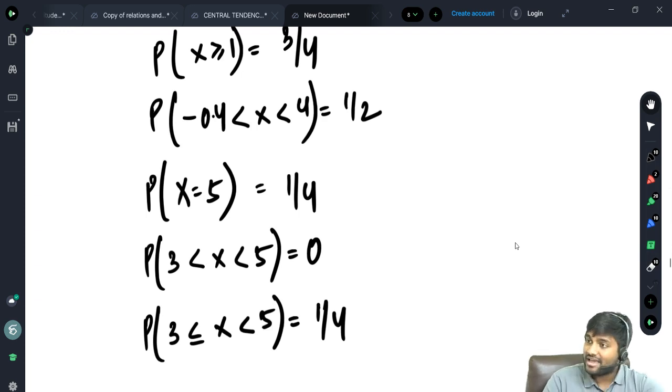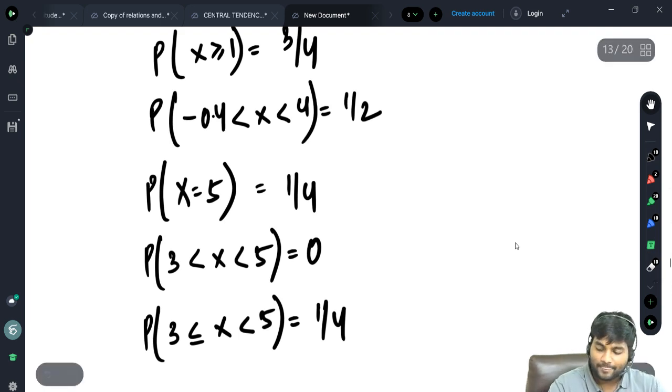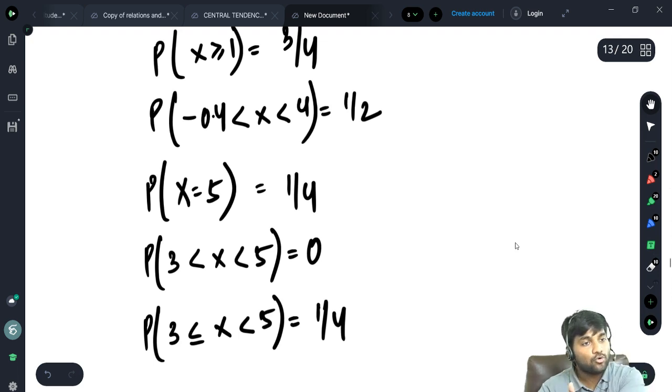Okay? And that is why I've explained in numbers 8 and 9. So once it is touching 3, then we are getting the value 1 by 4. And when it touches 5 also, 2 by 4. Had it been continuous, then greater than and greater than equal to doesn't make any difference. But in discrete, greater than 2 means what? Greater than equal to 3. Okay.